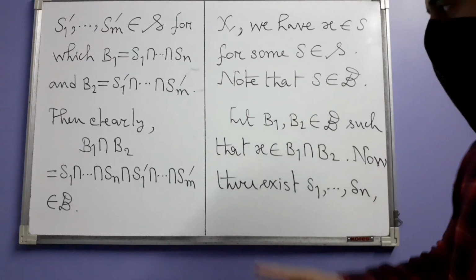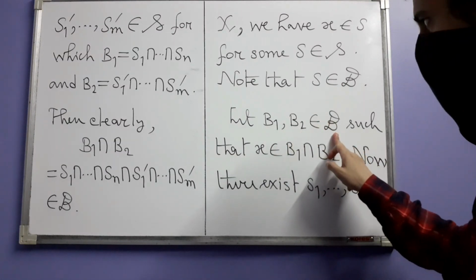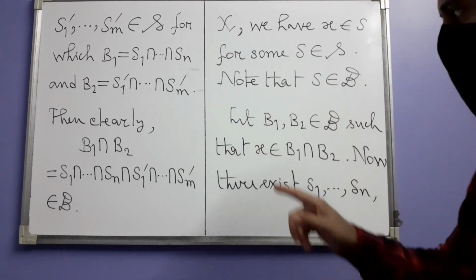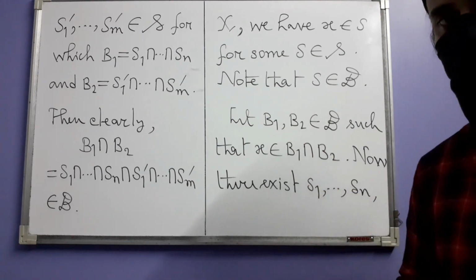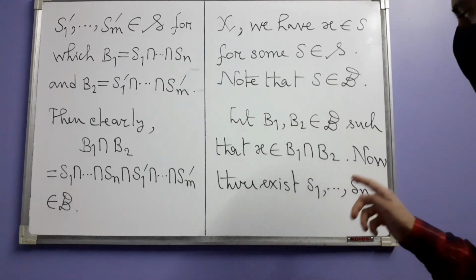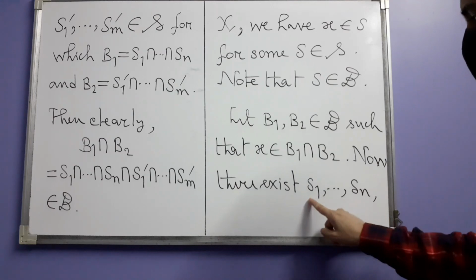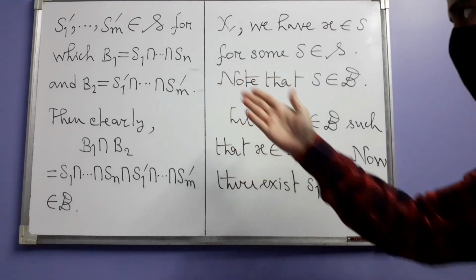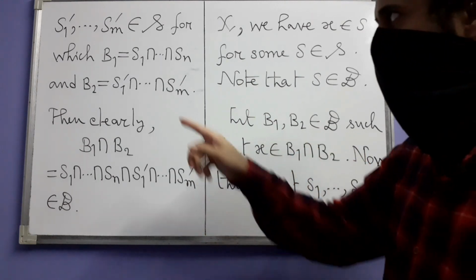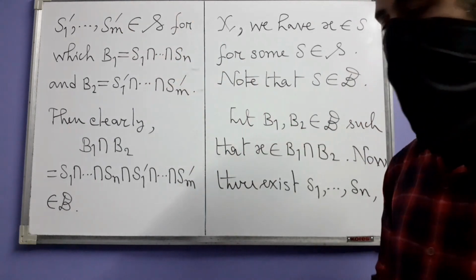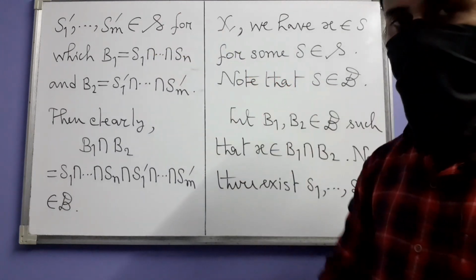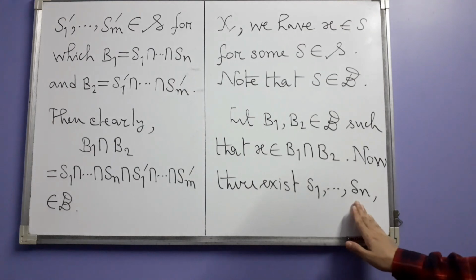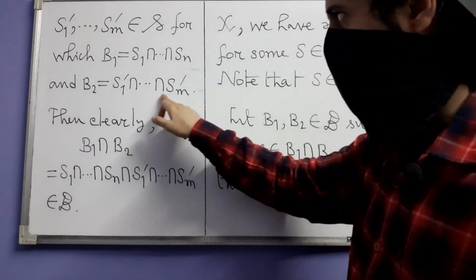Now what does it mean for B1 and B2 to be in B? Because B is the collection of all finite intersections of elements of that collection S, B1 and B2 are both such finite intersections. So there will exist finitely many sets S1, S2 up to Sn, and again finitely many sets, these two numbers m and n need not be the same, of course, S1 prime, S2 prime up to Sm prime in that subbasis S, such that B1 is the intersection of these S's and B2 is the intersection of these S primes.